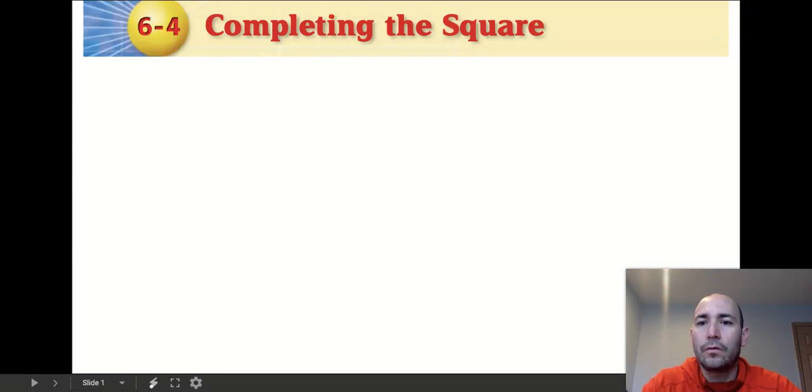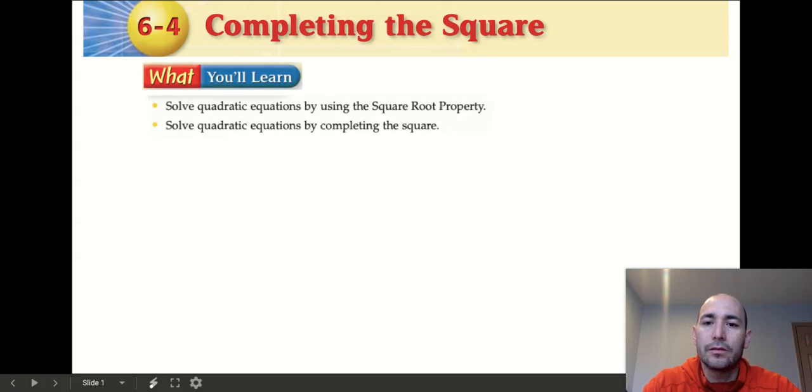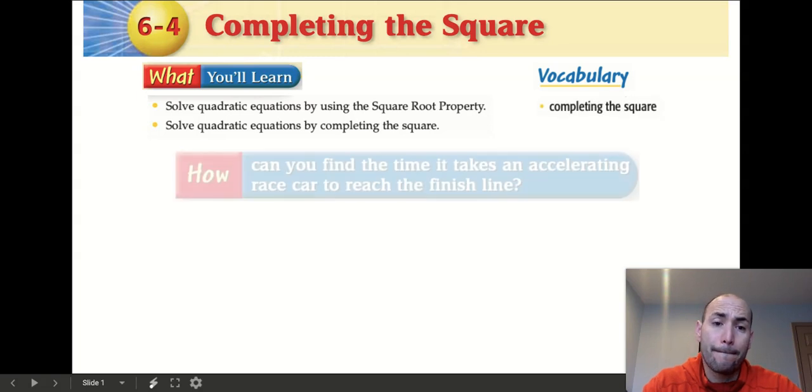So chapter 6, lesson 4, completing the square. What you're going to learn about today is solving quadratic equations by using the square root property and solving quadratic equations by completing the square. Some vocabulary to keep in mind: what is completing the square?